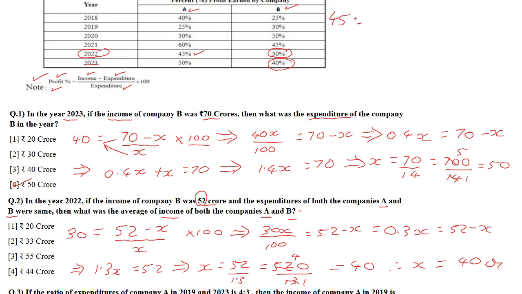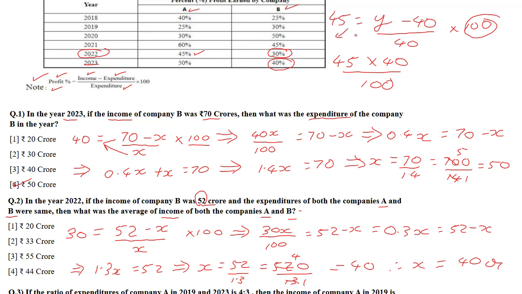So 45 is equal to, this time I will say income is Y minus the 40 which I've calculated before, upon 40 into 100. Okay, and now we can solve. So we have 45 is equal to, or maybe I can just take 45 into 40 upon 100. Why? 40 over here is division, it goes that side, it becomes multiplication. 100 over here is multiplication, it goes down here, it becomes division. So this is all equal to y minus 40.